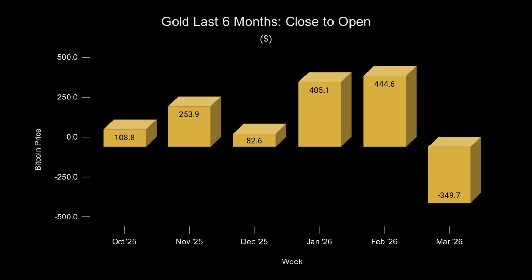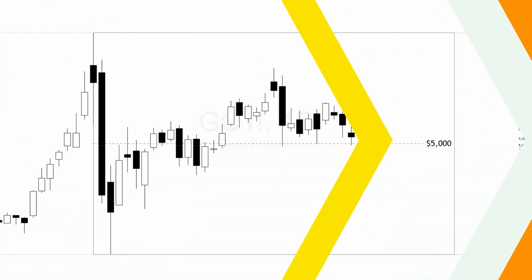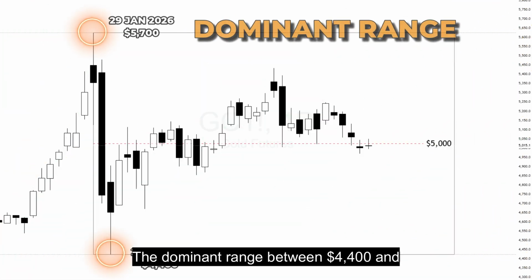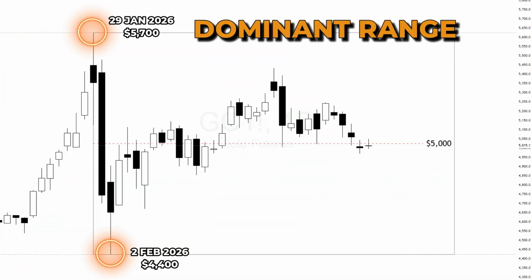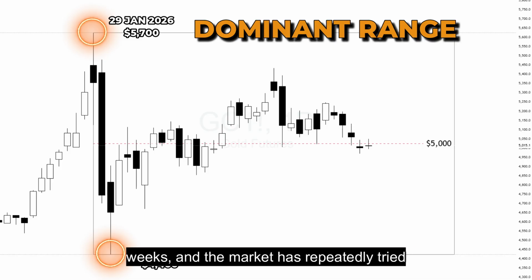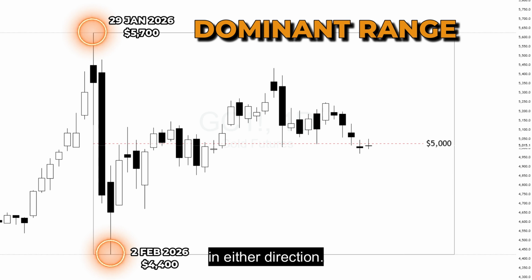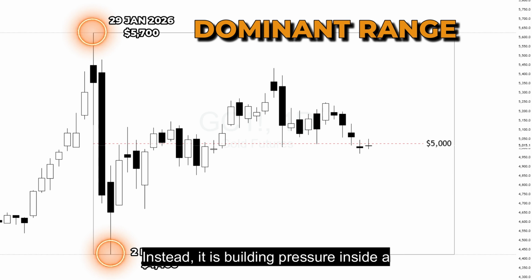out its next move. If the compression ranges continue to be smaller, the compression is getting tighter, leading to an explosive move. The dominant range between $4,400 and $5,700 has contained every move for several weeks, and the market has repeatedly tried to move away from the equilibrium point, but continues to oscillate around the $5,000 price zone. So the market is not yet trending strongly in either direction. Instead, it is building pressure inside a well-defined structure, and eventually that pressure will resolve with a directional move.